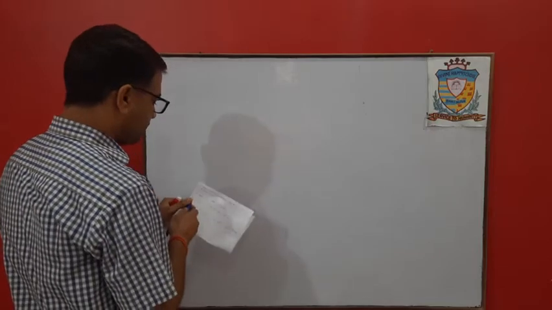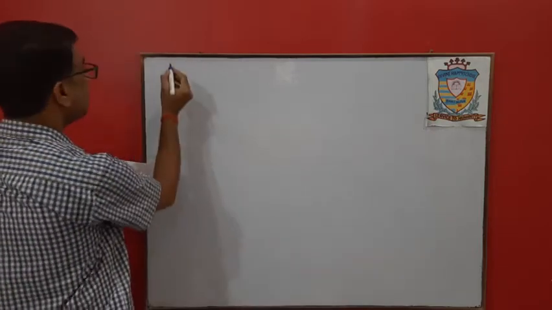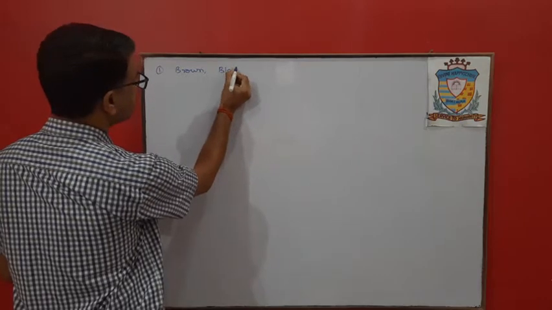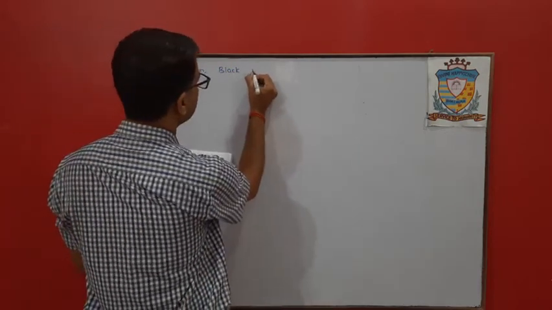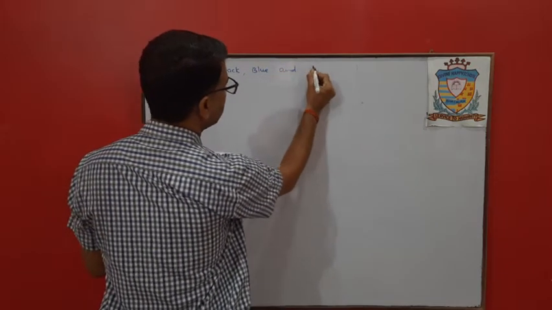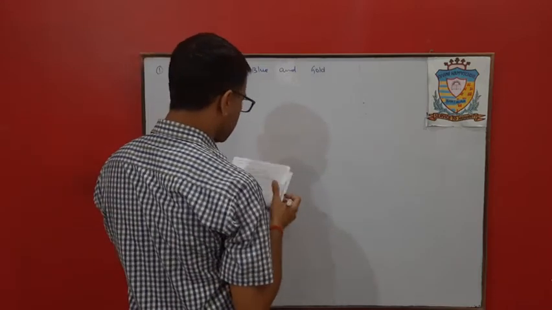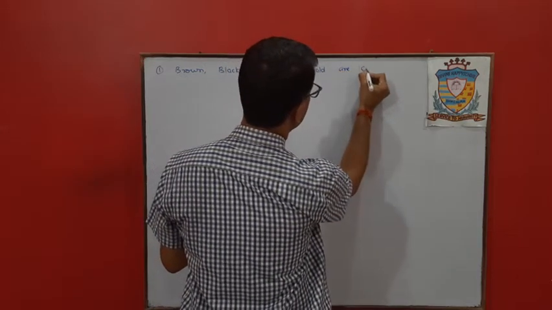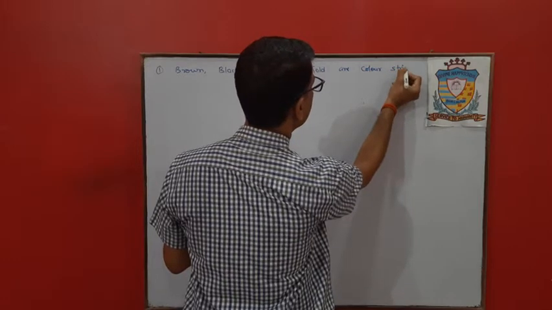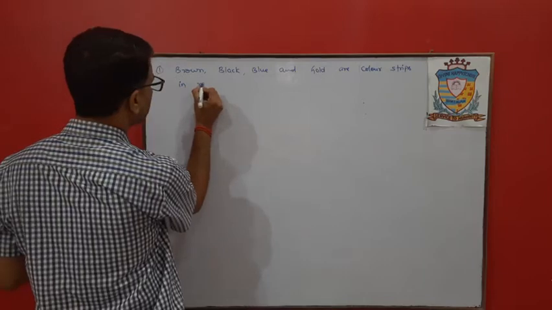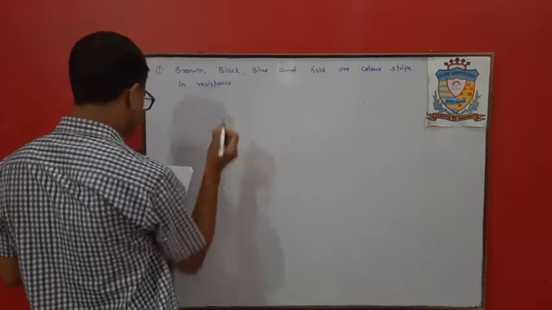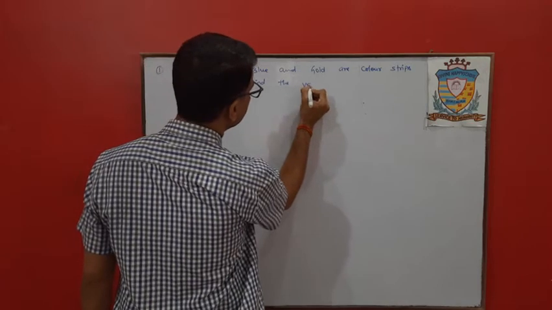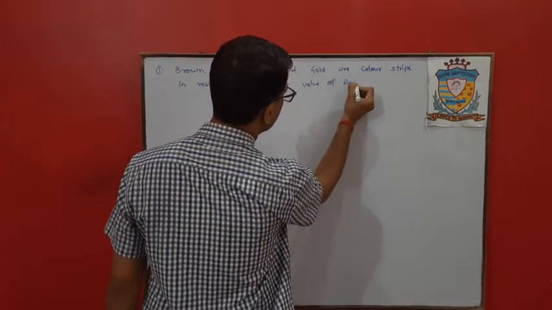Question 1. Brown, black, blue and gold are color strips in a resistance. Find the value of the resistance.